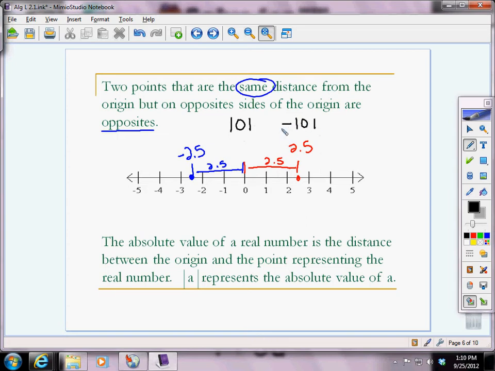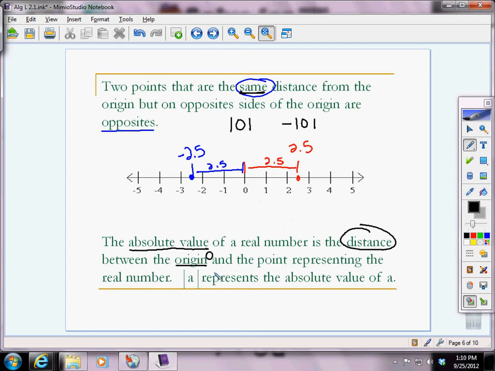Okay, so opposites, one's positive, one's negative. You can kind of think of it that way. But understand that it means they're the same distance from 0 on the number line. Another important term is absolute value. Absolute value and opposite, some people get confused, so you want to make sure you really pay attention. The absolute value of a real number is the distance between the origin and the point representing the real number. Yes, we said opposites are the same distance, but now we're just worried about the distance from 0, the origin.